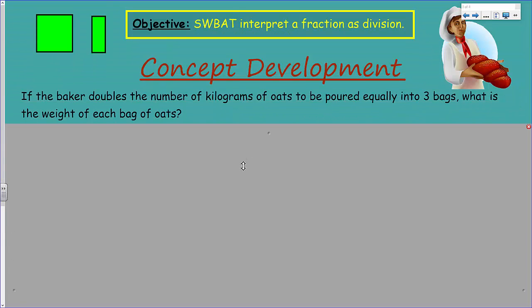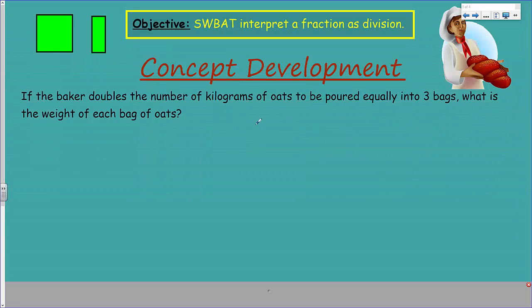Another blank screen. It says if the baker doubles the number of kilograms of oats to be poured equally into 3 bags, what is the weight of each bag of oats? So we're adding another little challenge here. Let's go ahead and do that problem.